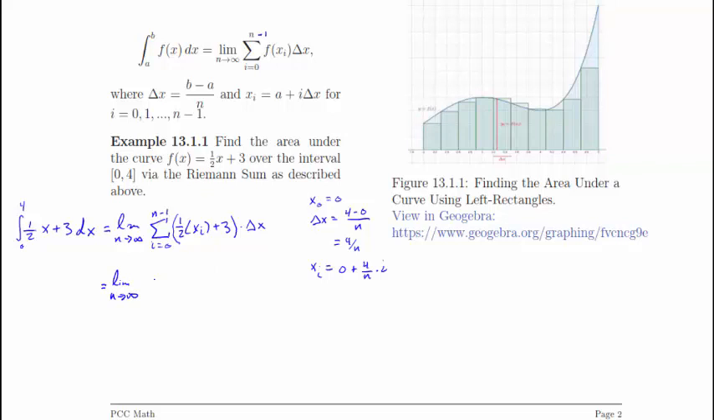So this equals the limit as n goes to infinity. So just think of this as a substitution thing. We have our formula, the sum of i equals 0 to n minus 1 of f of x sub i times delta x, and we just need to plug in for f x sub i, and we need to plug in for delta x what we came up with for delta x. So the limit as n goes to infinity of the sum of i equals 0 to n minus 1 of 1/2 times 4 over n times i plus 3 times 4 over n.